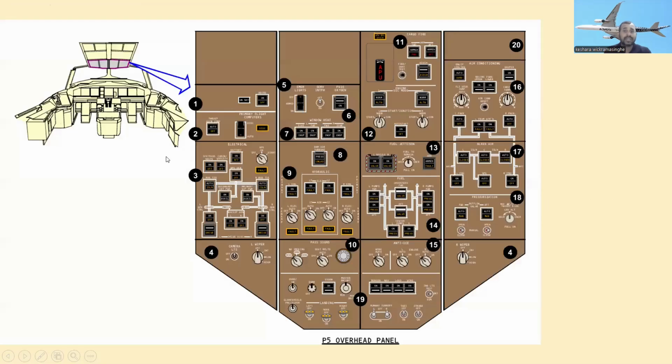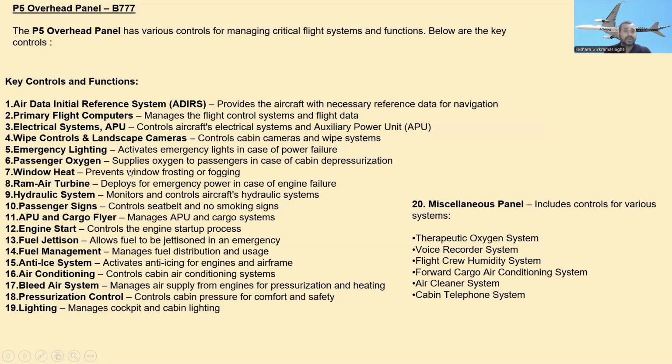And number 7 is window heat. This is the window heat. You can see the side and forward window heat, both sides. It prevents window frosting and fogging.